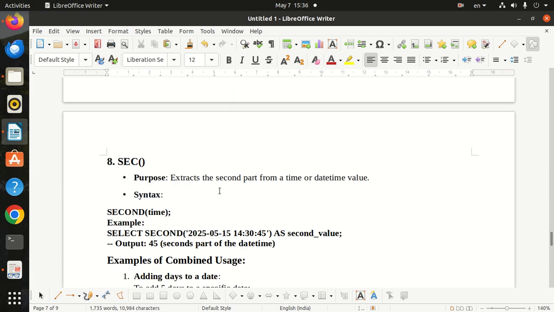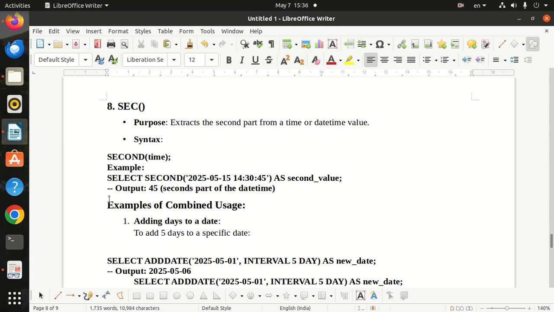SECOND extracts the second part from a time or datetime value, which has the syntax SECOND(time). Example: select SECOND of 15-5-2025 which has the time 14:30:45 as second value, which gives the output 45 seconds part of the datetime.